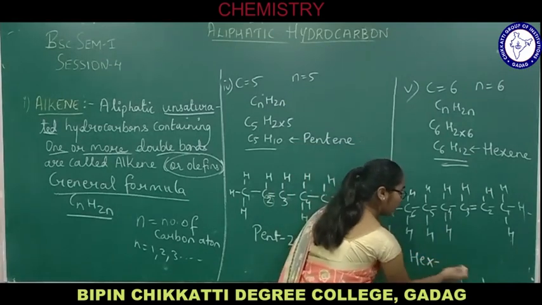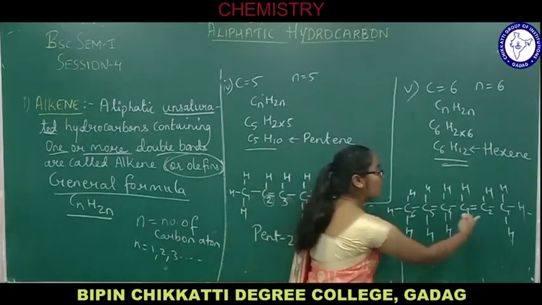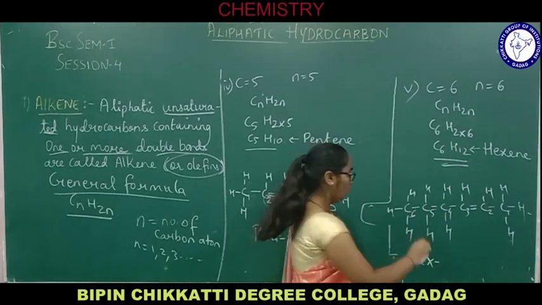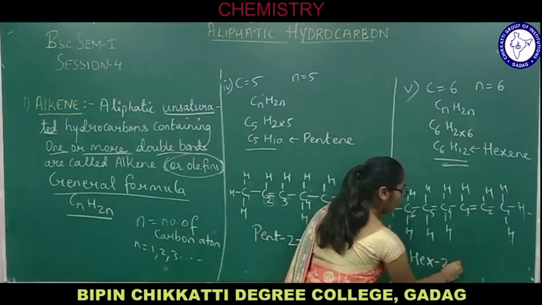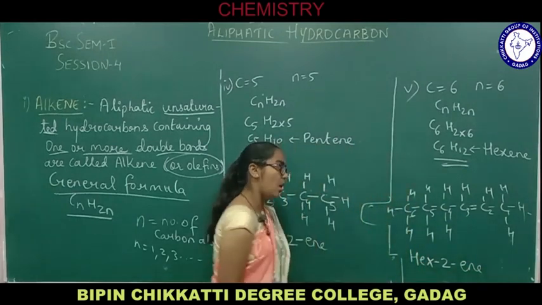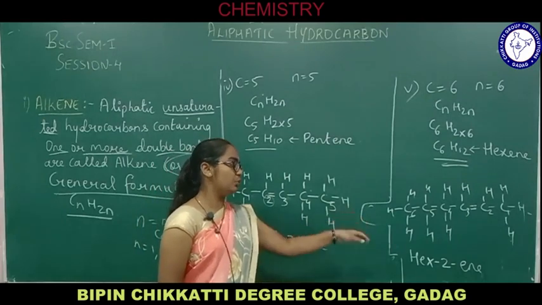Hex, between which 2 carbon atoms is the ene present, the double bond is present between carbon number 2 and carbon number 3. Lowest preference, what am I going to take? 2. So hex-2-ene. Okay. So this is how the structural formula will be for hex-2-ene.